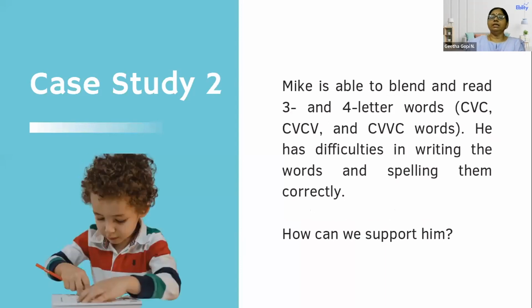Going to a second case scenario, Mike is able to blend three-letter and four-letter words, but he has difficulty in writing these words out and spelling them correctly. So how can we support him?